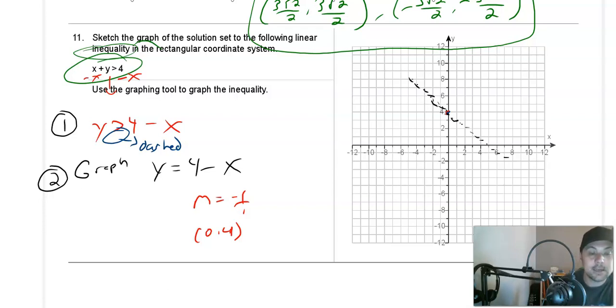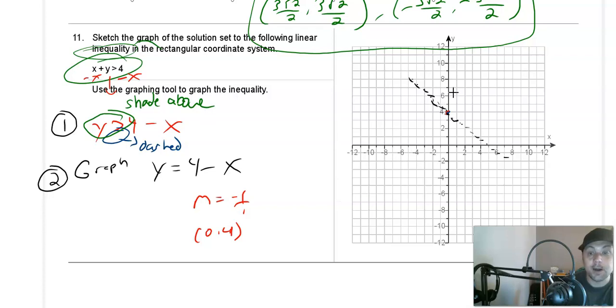All right, so I'm going to shade in. In this case, we have to decide, should I shade above or below this line? The way you make that determination is by looking here, when you've solved it for y, at whether it's a greater than or a less than. This is a greater than, so that means we're going to shade above.